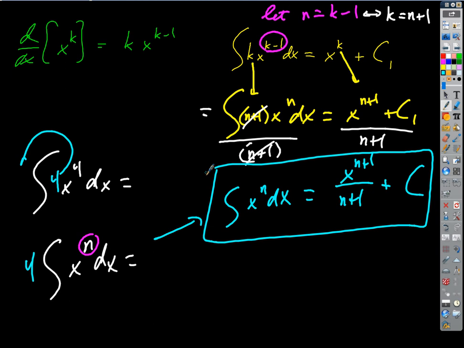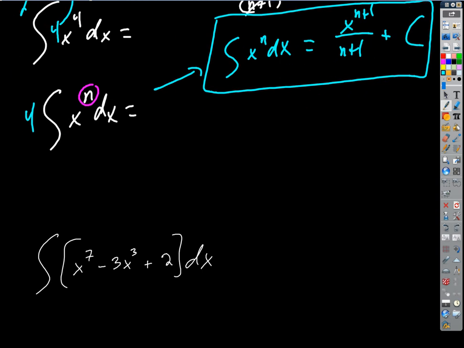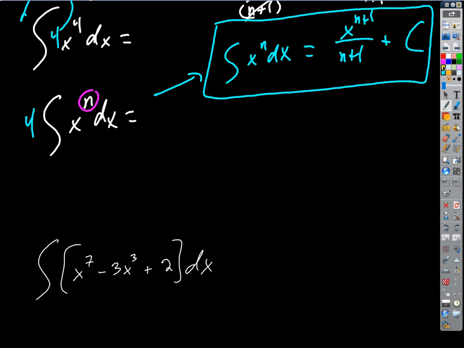So let's take this example then. What if we tried to do something, there's our formula. What if we wanted to do something like this? What if we want to do the integral of x to the 4th dx? Well, what's my n?